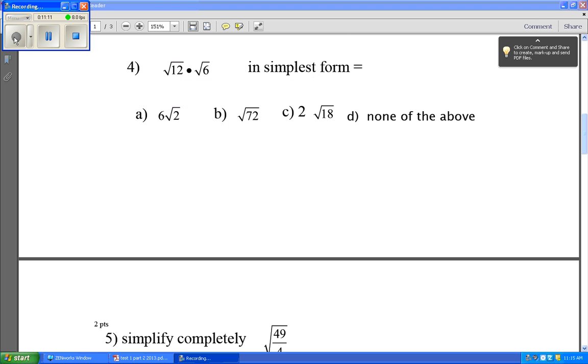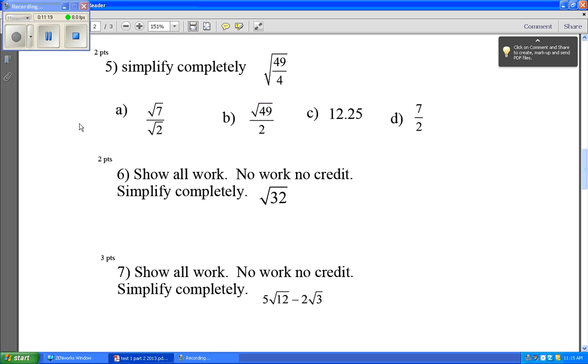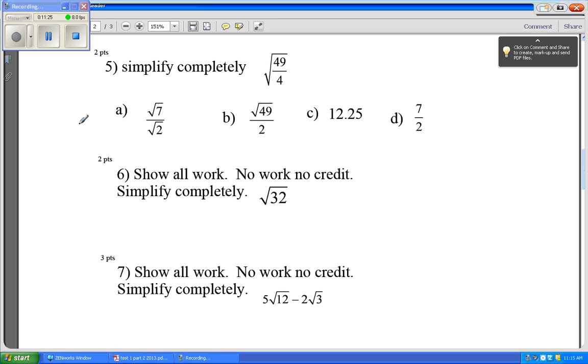Let's take a look at number 5. Still a 2-point question. Simplify completely. Can we do the square root of 49 divided by 4? 49 divided by 4 does not come out to be a whole number. Oh, I immediately recognize that 49 is a perfect square and 4 is a perfect square. So 49, the square root of it is 7, and 4, the square root of it is 2. So it's 7 over 2. Do not get caught by the distractors. The right answer is D.